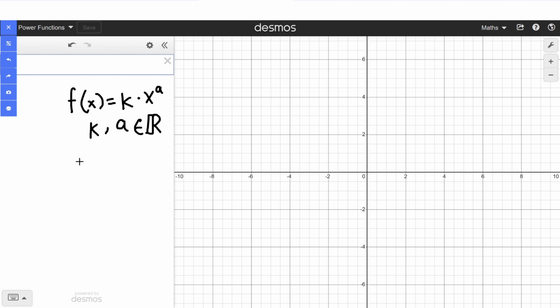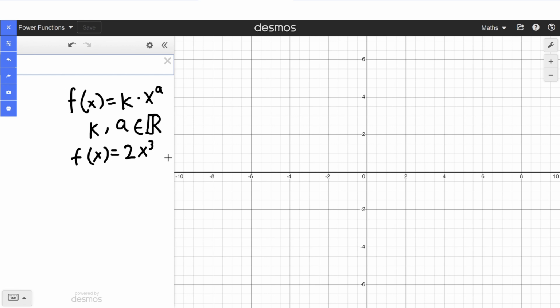An example would be f of x equals 2 times x to the power of 3. That's an example of a power function.